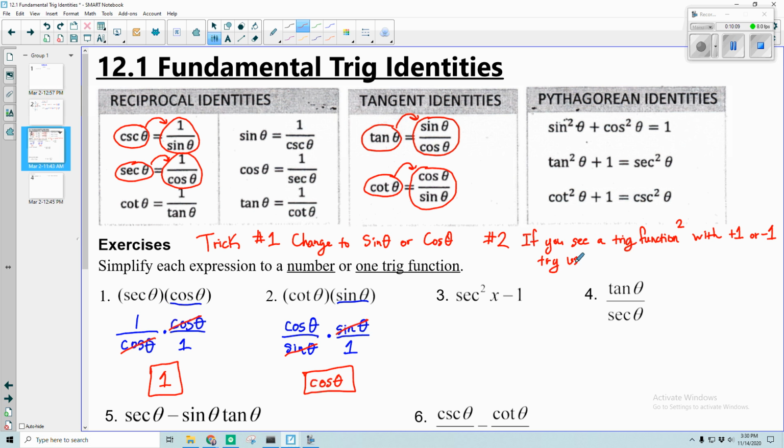using the Pythagorean identities, okay? Try meaning it might not necessarily work, but if you see it in this format, most of the time you're going to be using a Pythagorean identity, okay? So a trig function, and it's squared with a +1 or -1 next to it. So for example, number 3, like we're looking at right now. Here's our trig function secant, it's squared, and right next to it I see -1, okay?